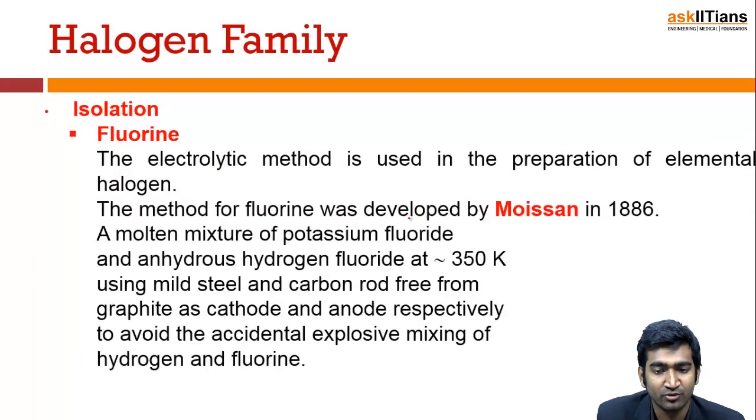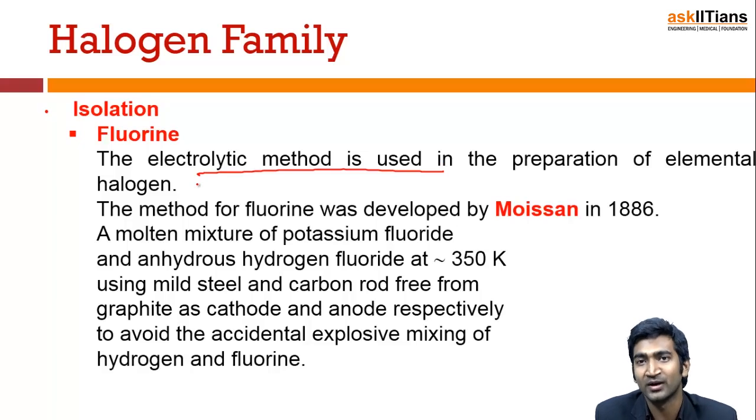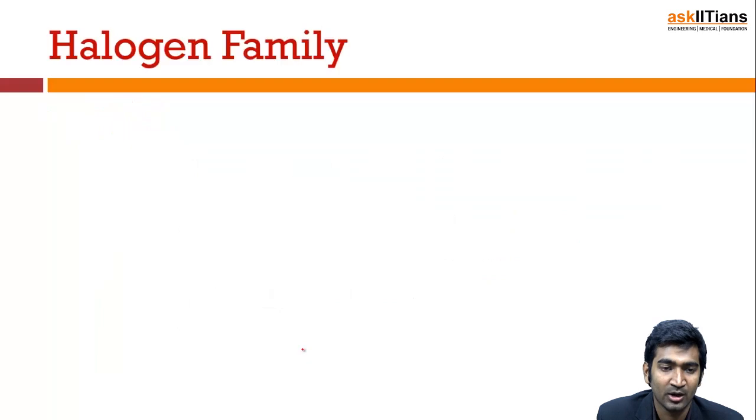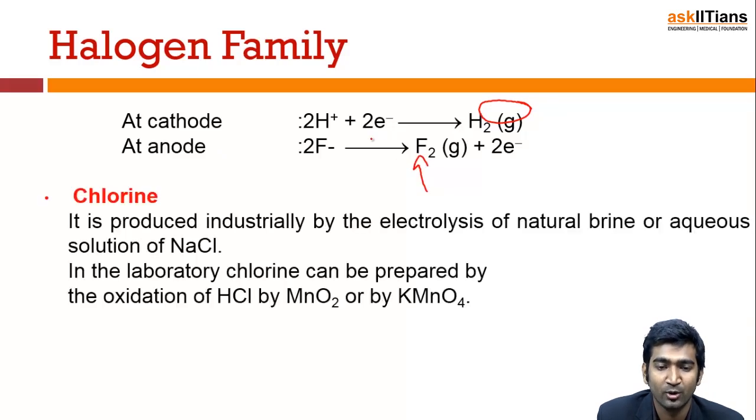How do we isolate them? So first is fluorine. Obviously the electrolytic method is most importantly used for them, because they only have to accept one electron. So it is the best. The best method was developed by Moissan. He took potassium fluoride and anhydrous hydrogen fluoride, and he used carbon rods as electrodes, cathode and anode, carbon and graphite, and then passed the electricity. And he observed that at cathode I'll be having hydrogen gas, and at anode I'll be having fluorine. So this is a very pure form.